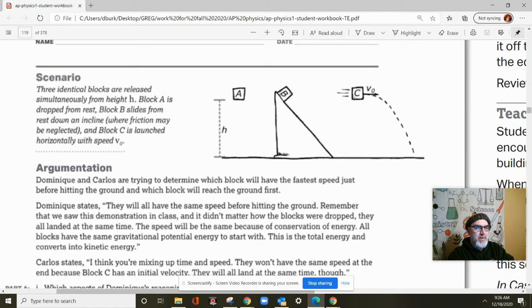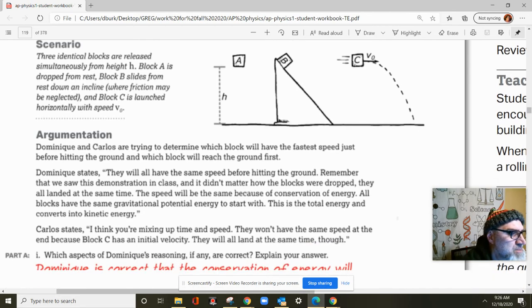B will be going slower when it hits the bottom of the ramp, so it will have the least energy of all of them. Well, you know what? I think actually A and B should have the same amount of energy at the bottom, even though it takes B longer to get there, because they have the same amount of energy at the top. How about that? Let me change my mind.